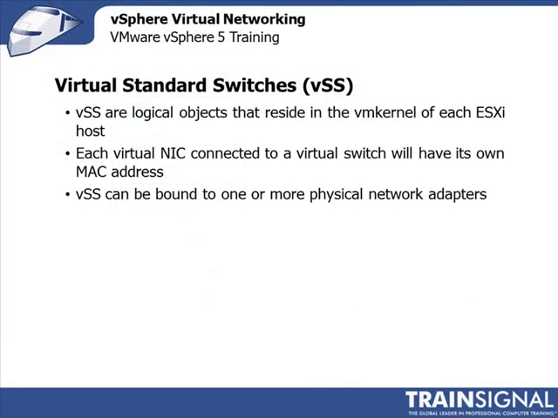So virtual switches are logical objects that reside in the VM kernel of each ESX server host. What this basically means is that virtual switches are made up of software that live inside the VM kernel. Now, the same way a physical NIC that's connected to a physical switch has a unique MAC address that identifies it on the network, a virtual NIC connected to a virtual machine is also going to have a unique MAC address that identifies it on the network.